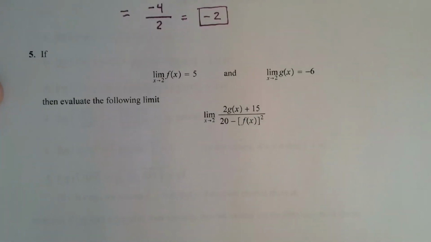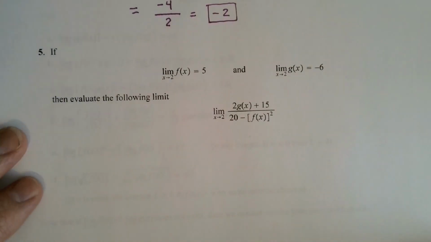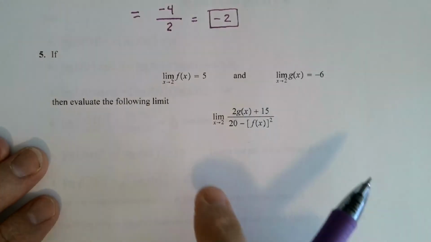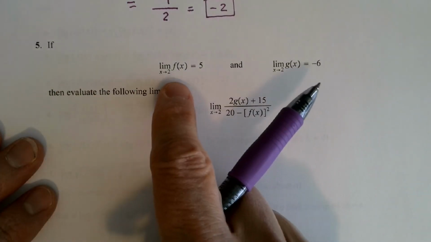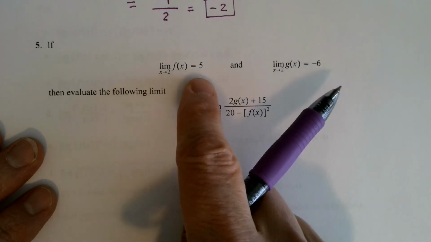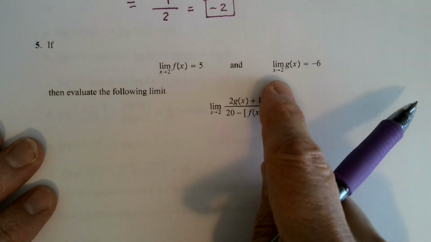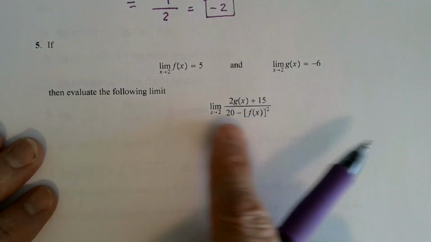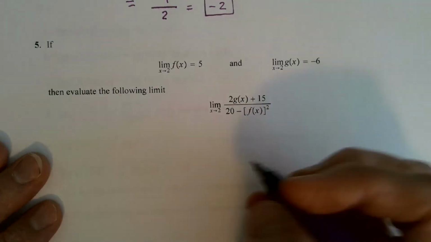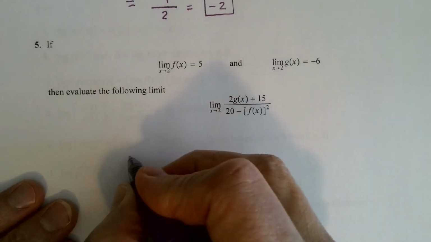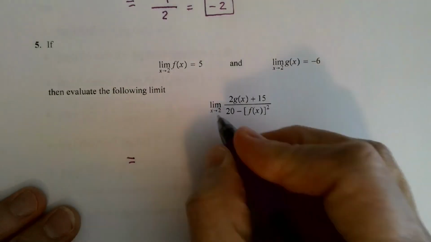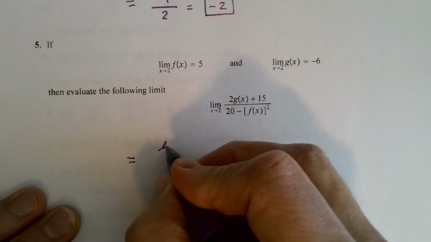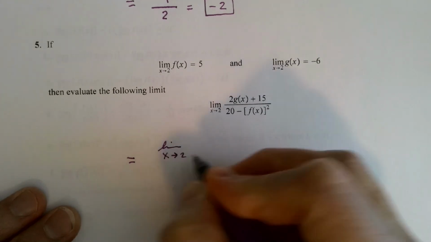Also, it's helpful to use the basic limit laws in the same way as I did above. In this case, here I say, suppose the limit as x approaches 2 of f of x is 5, and the limit as x approaches 2 of g of x is negative 6. Find this limit. Well, here's where we're going to have to use those basic limit laws again. And so what we're going to have is, again, the limit of a quotient is the quotient of the limits.